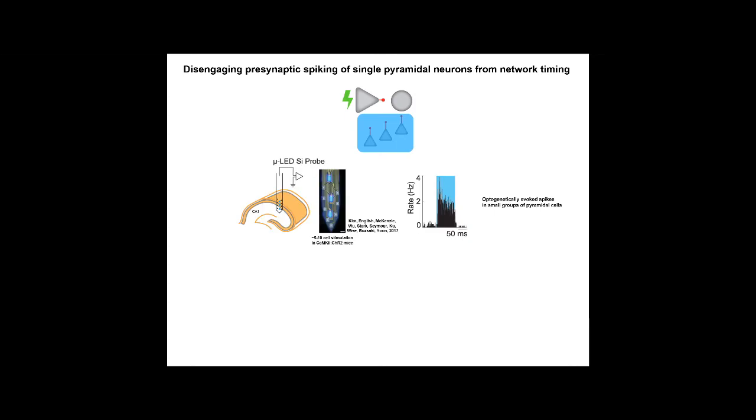So again, this is for my paper with Sam. What we did is we put micro-LED silicon probes in the hippocampus of freely behaving mice. And what you can see on the right is a single pyramidal cell and its response to light. So it's very easy to robustly activate pyramidal cells.